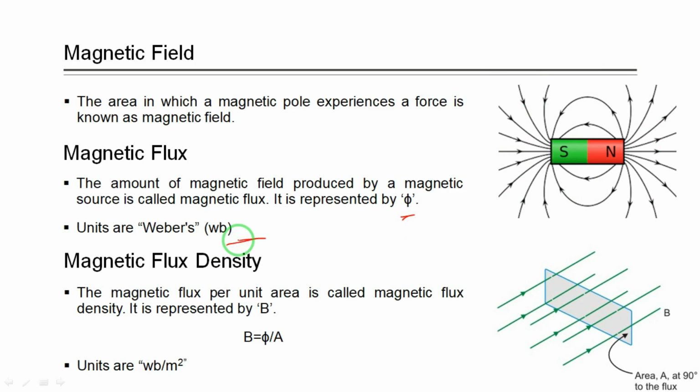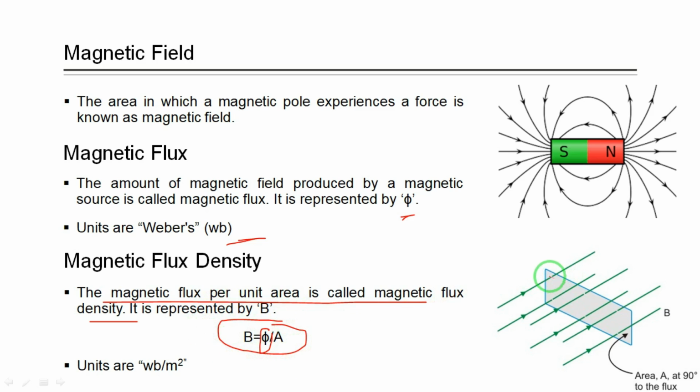Now magnetic flux density. Density means the magnetic flux per unit area is called magnetic flux density. So there is a magnetic flux, we know that, but this can be calculated by area. So magnetic flux per unit area is called magnetic flux density, so it can be written like this. Capital B indicates magnetic flux density. B equals phi by A. Phi is the magnetic flux produced by a magnetic piece. A means area, how much area the magnetic flux is affecting. Then that can be called magnetic flux density.